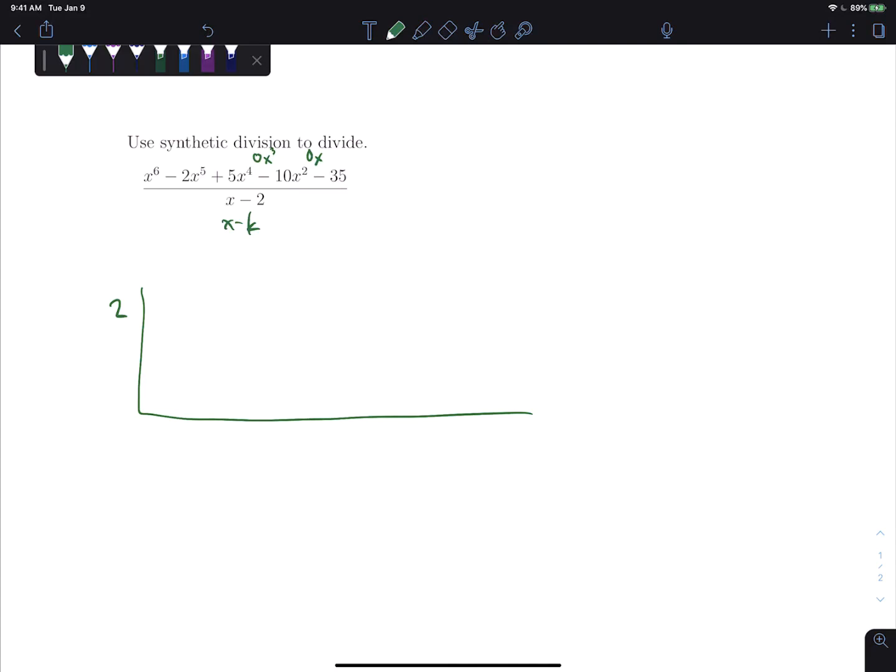Now I'm going to write down the coefficients. The coefficients are 1, negative 2, 5, 0, negative 10, 0, negative 35. And I'll tell you, if you mess up on this, it's very likely you forgot a 0 here or here. And it's very important to understand that they have to be zeros. For some reason, people think that they're ones. I'm not entirely certain why, but make sure that they're zeros.